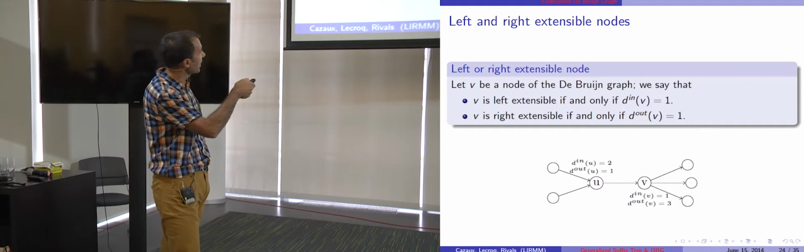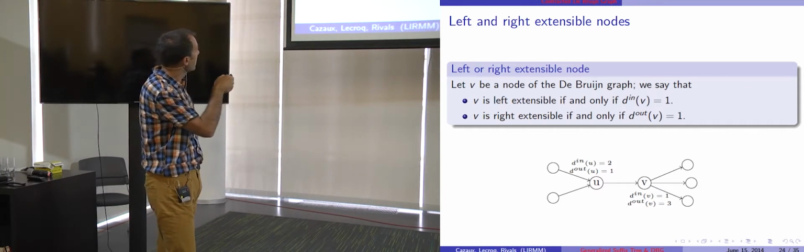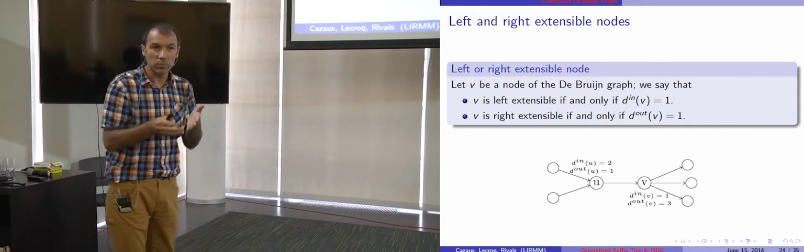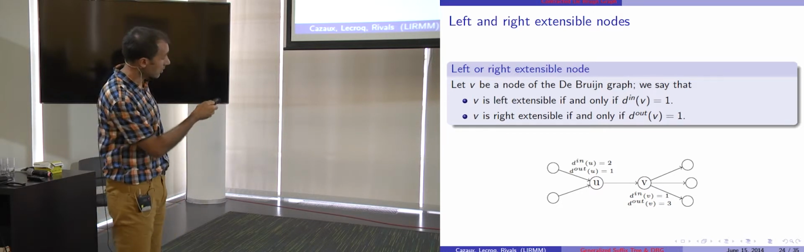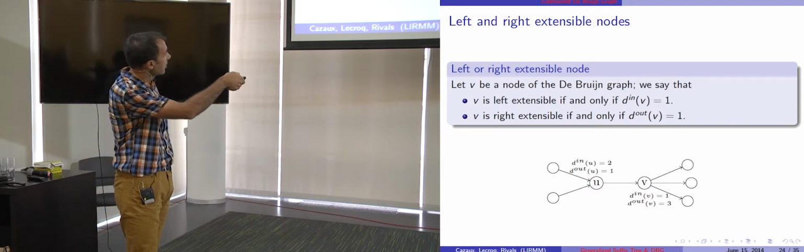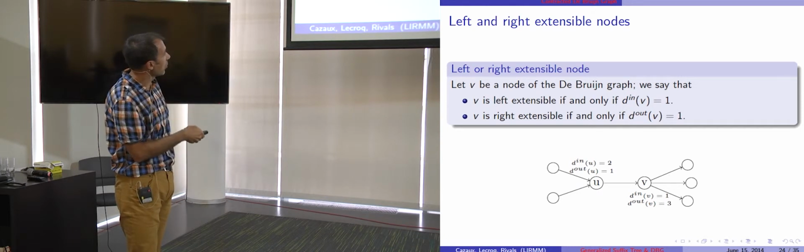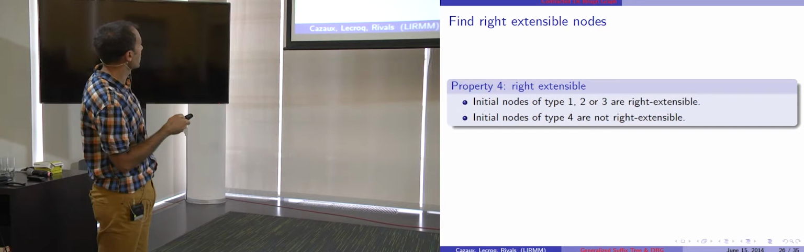A node will be left extensible if the in-degree is 1, and it will be right extensible if the out-degree is 1. So you have only one choice to get out or only one choice to get in. Okay? And then you have no branching. You can make a single edge between those nodes. Okay, this is the formal definition of the contracted doubling graph.